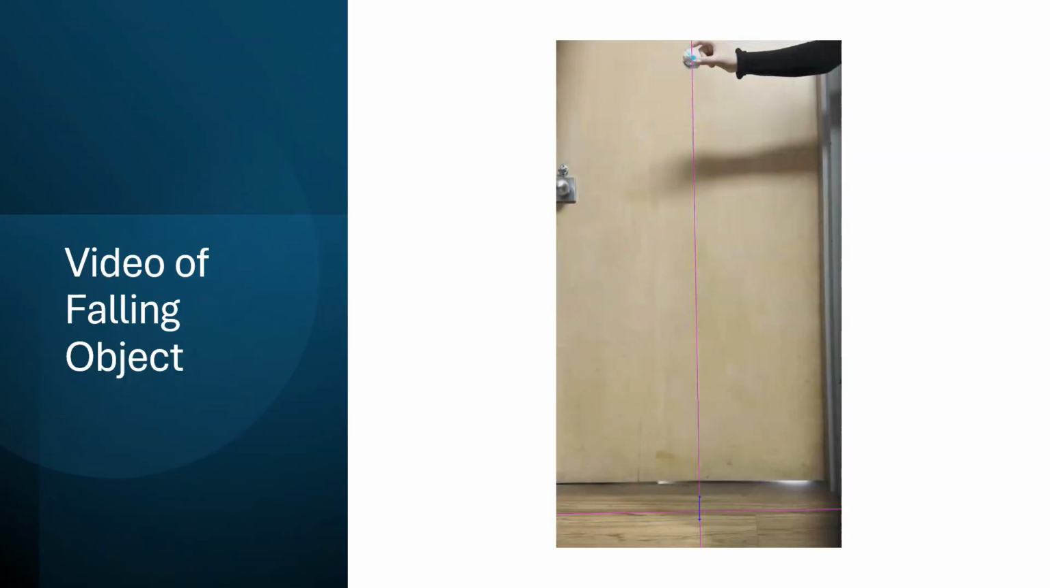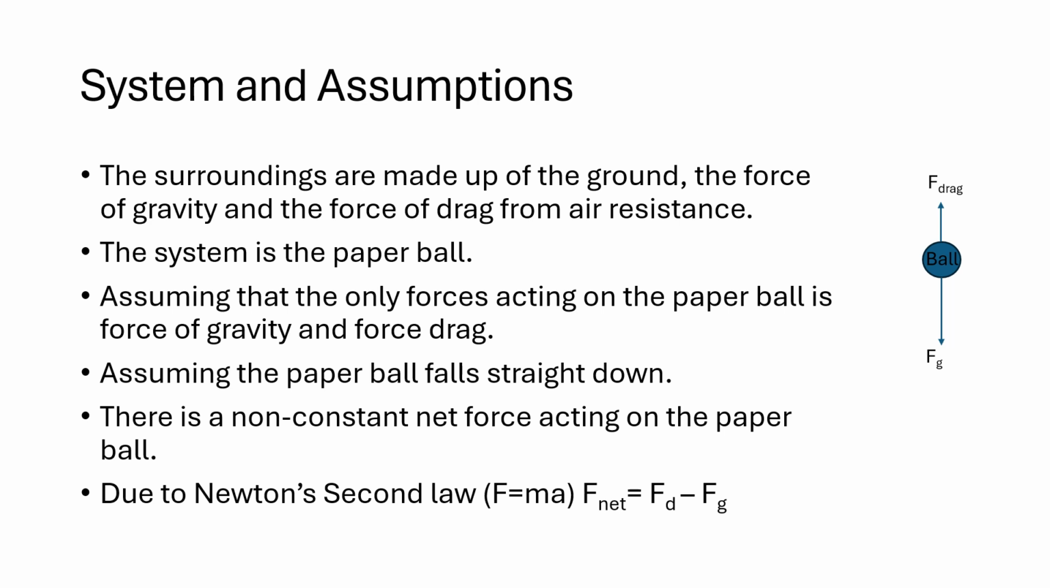This is a video of a falling object through Tracker. The systems and assumptions: the surroundings are made up of the ground, which is the origin, the force of gravity, and a force of drag from air resistance. The system is the paper ball.